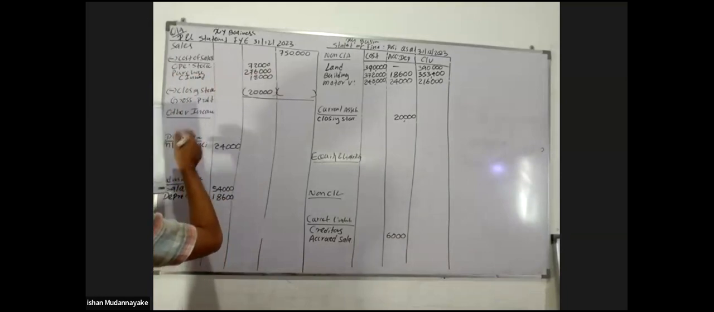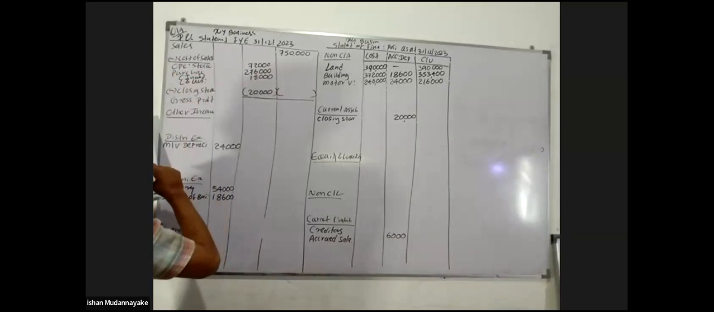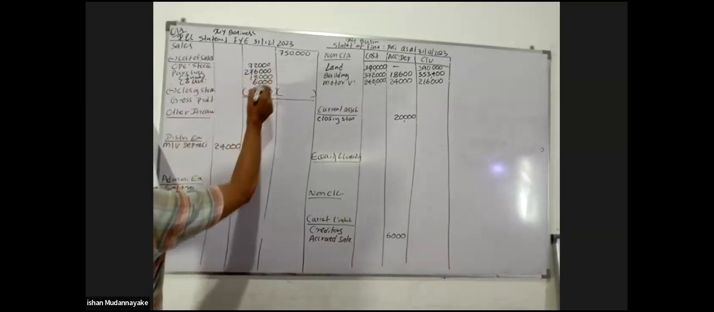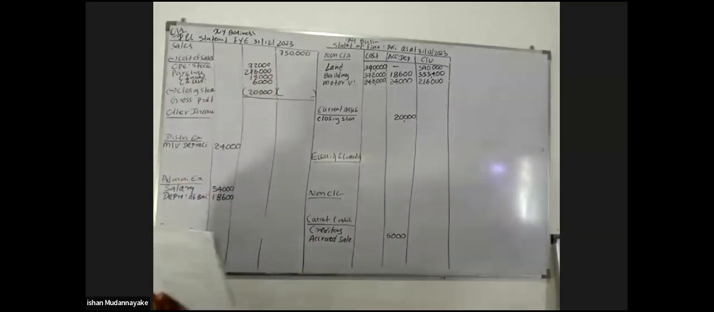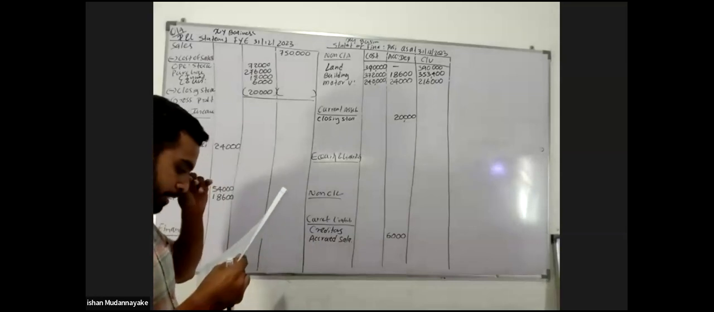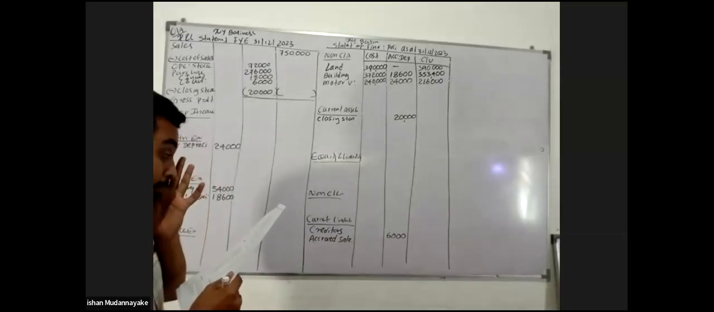Loading and unloading expenses 6,000. Also purchases plus loading and unloading expenses. Right, next one.